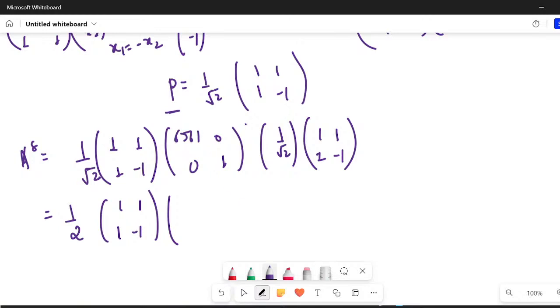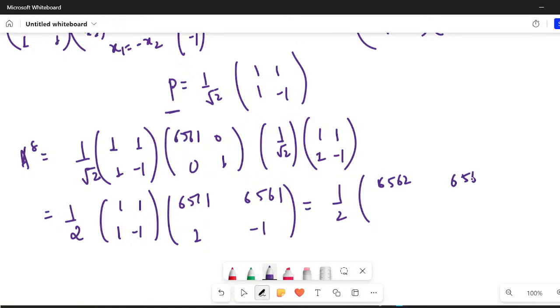So this will give me 6, 5, 6, 1 here. This will again give me 6, 5, 6, 1 here. I will get a 1 here, I will get a minus 1 here. And if I again calculate 1 upon 2, this will be 6, 5, 6, 2. This will be 6, 5, 6, 6, 5, 6, 0. Then I will get again 6, 5, 6, 0. And again I'll get 6, 5, 6, 2.